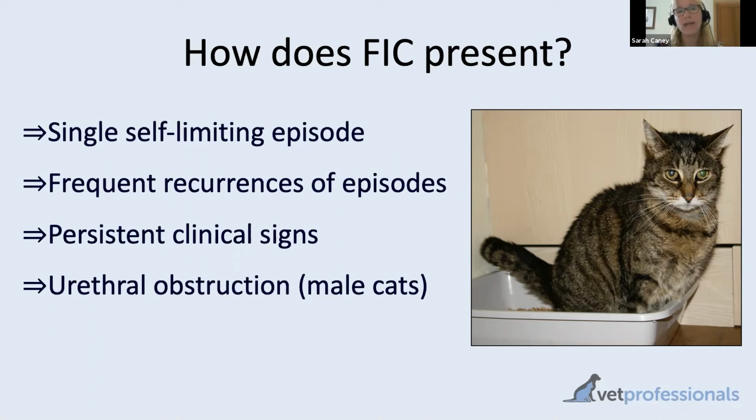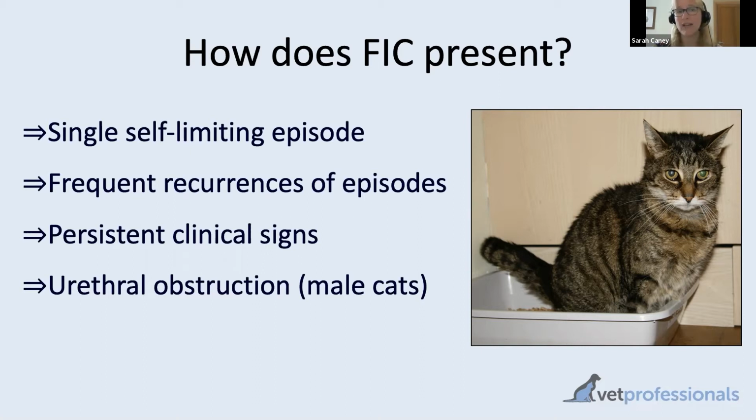And then for male cats, another possibility, which we talked a little bit about last week, was urethral obstruction, blocking of the urethra, which is the tube from the bladder to the outside. So the cat now is unable to pass urine at all. And this is very definitely a life-threatening emergency that needs to be acted on very quickly, because it can unfortunately be rapidly fatal.